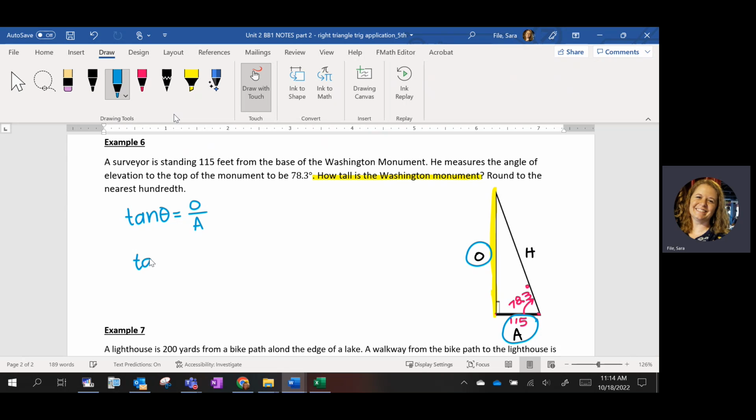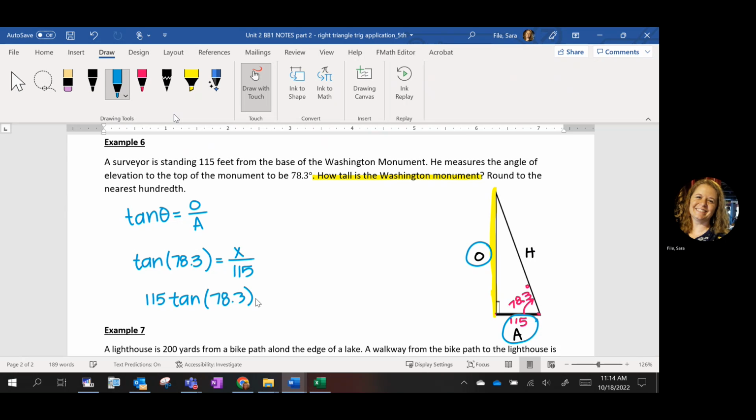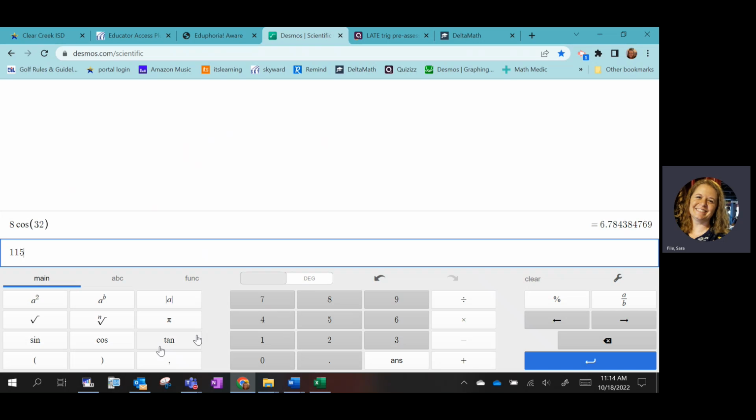We're going to plug in what we know. We know that the angle is 78.3. We know the adjacent is 115. So our missing piece, again, is the numerator. We said when the numerator is missing, we multiply. So I just need to do in my calculator 115 times tangent of 78.3. If I'm going to thousandths, what will this come out to?